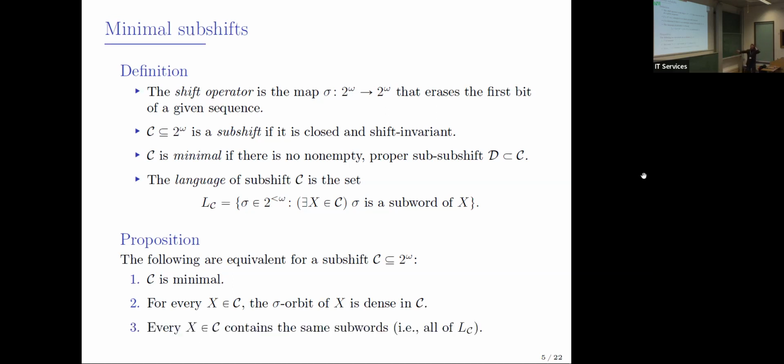Well, the orbit of x being dense means that x contains every possible subword that appears in the subshift at all. So in fact, C is minimal if and only if every element of C contains all the words in L_C. So the language is actually really relevant for a minimal subshift. This isn't hard to see. I proved some of it for you there, and the rest isn't that hard to fill in. But it's nice.